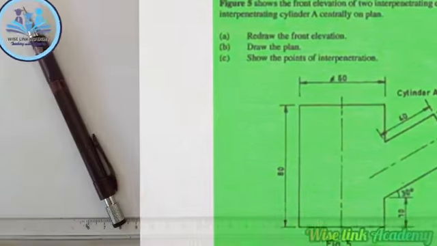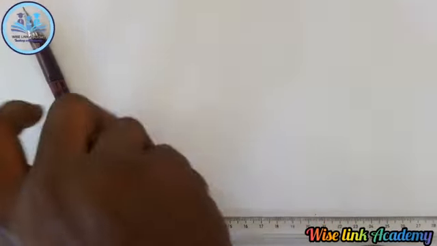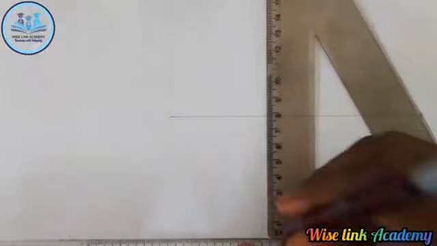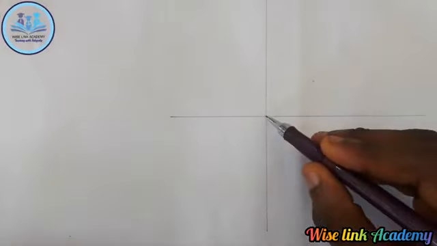Now doing that, I will draw my horizontal and vertical line. So you take your set square this way, you draw a horizontal line this way, you take your set square, draw your vertical line this way. I'll be having this. So next up, this is my center point.